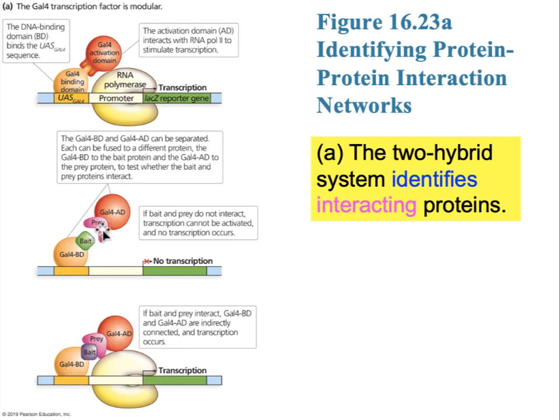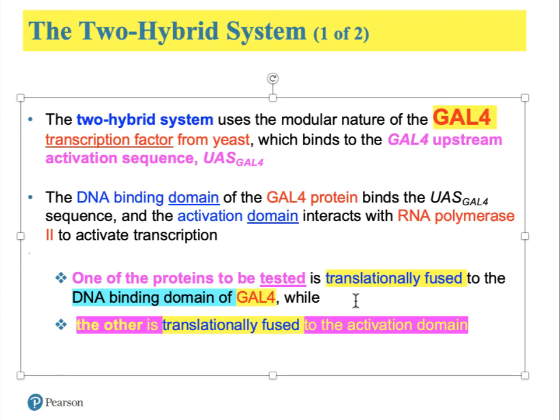If the two proteins don't naturally bind to each other, then that association will not take place, and the AD will no longer be bound to the BD by these intermediaries, and there will be no transcription. So whether transcription takes place or not is the deciding factor, and that tells us if there's an interaction between the two proteins that are being studied. The terminology used in this instance is translationally fused.